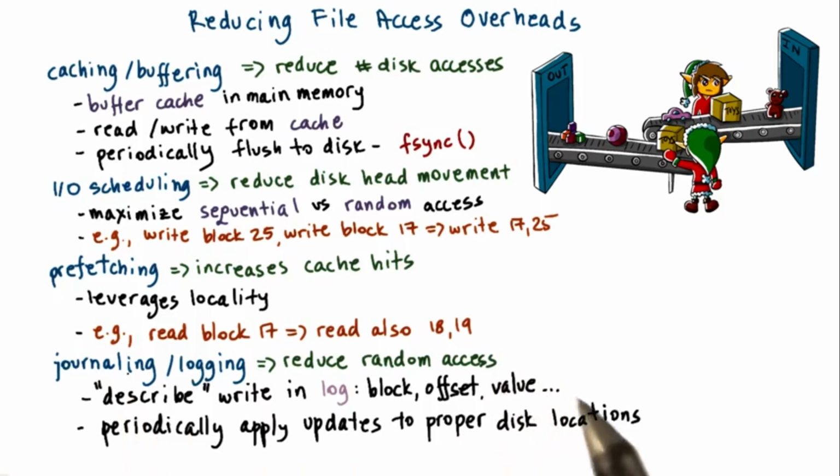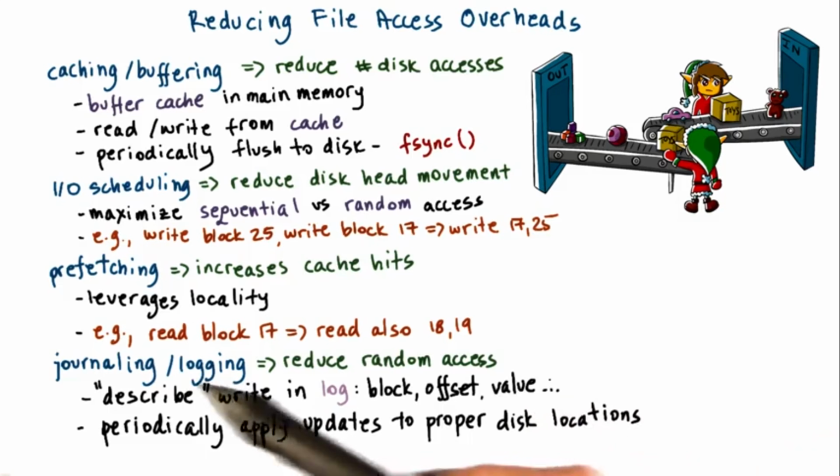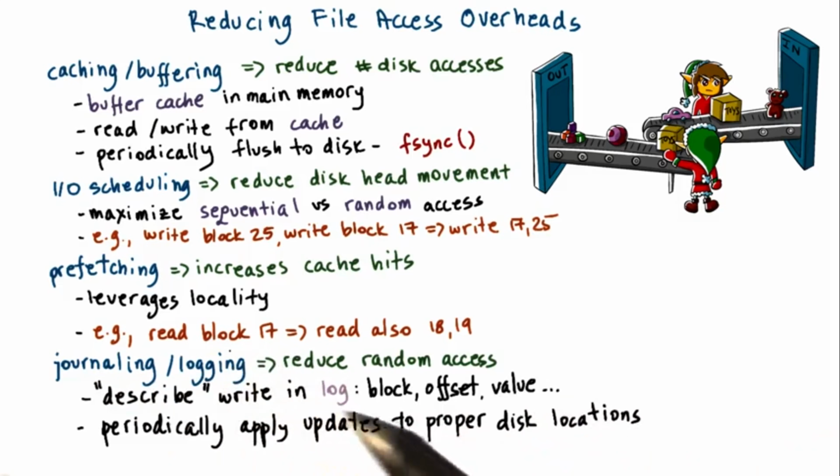As opposed to writing out the data in the proper disk location, which will require a lot of random access, we write updates in a log. So the log will contain some description of the write that's supposed to take place. If we specify the block, the offset, and the value, that essentially describes an individual write. Now, I'm over-trivializing this. There is a little bit more that goes into it, but this is overall the nature of the journaling or the logging-based systems.